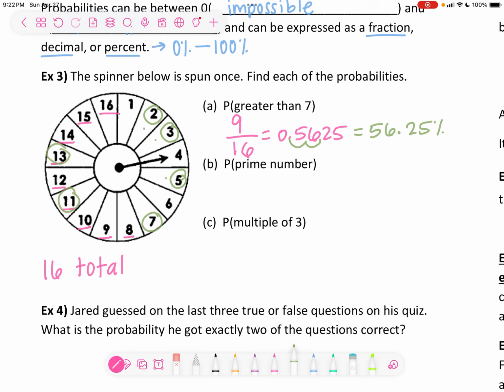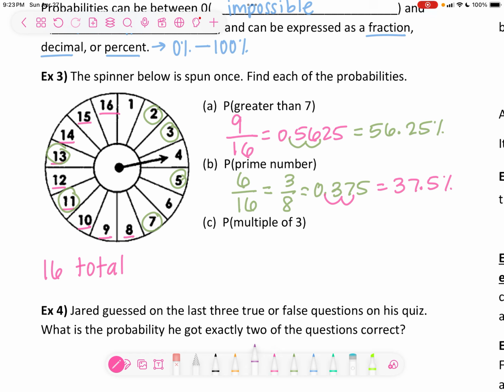So there's 1, 2, 3, 4, 5, 6. Yeah, there are 6 numbers here that are prime out of 16 total. Again, the total hasn't changed. I can simplify that, dividing both by 2, so I get 3 over 8. If I divide 3 divided by 8, I get the decimal 0.375. And if I move my decimal 2 places to the right, I get 37.5%. That's the likelihood of getting a prime number.